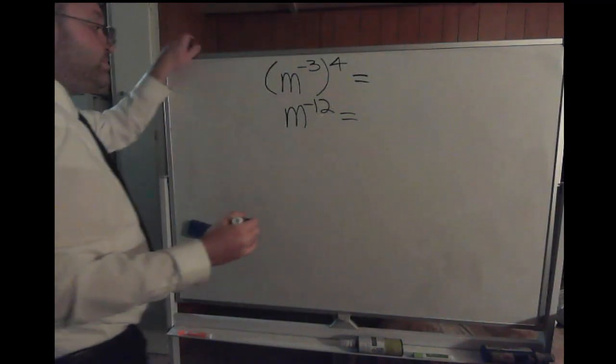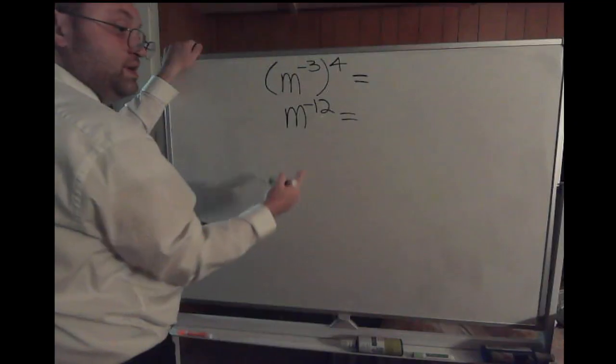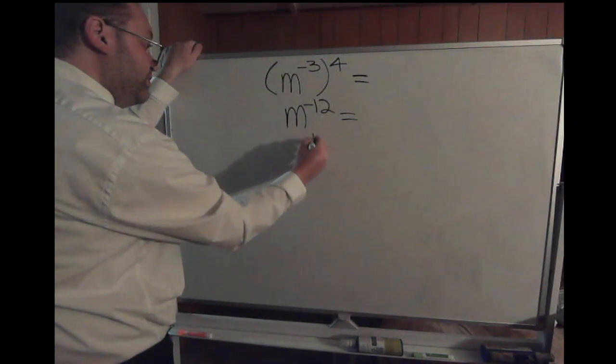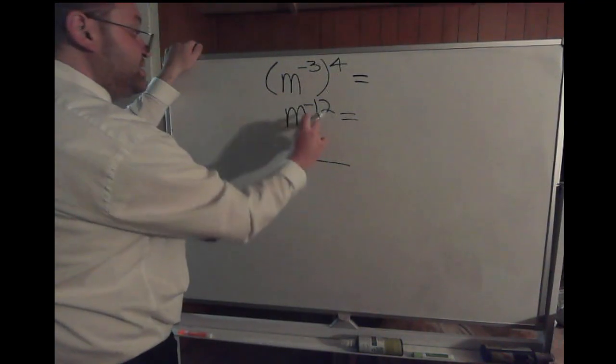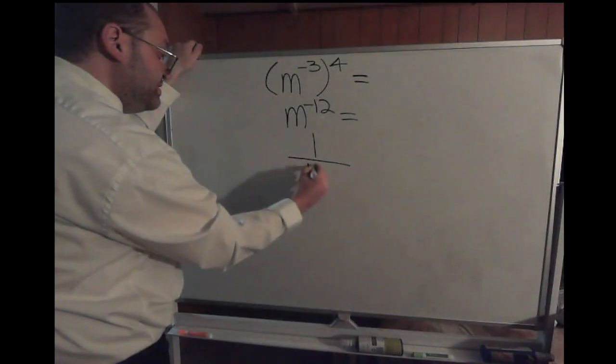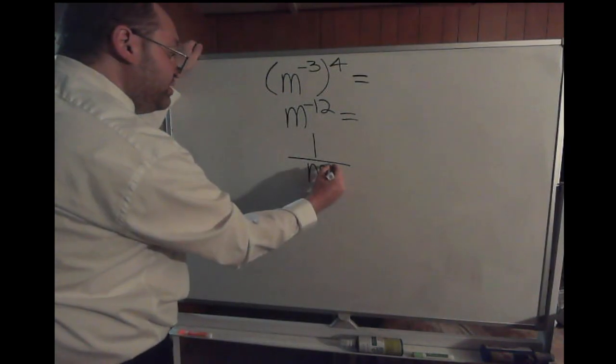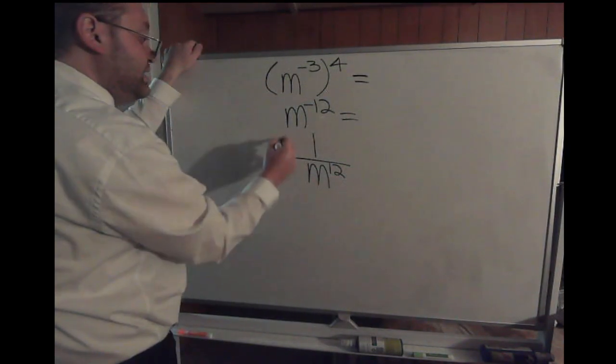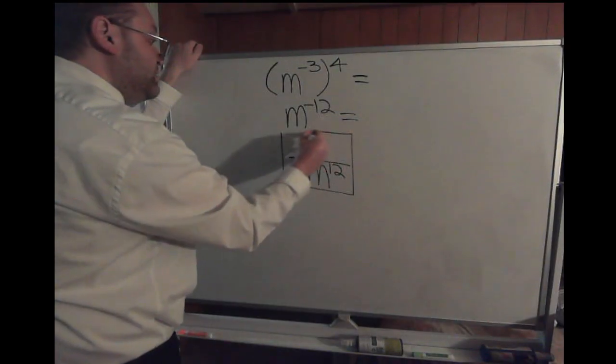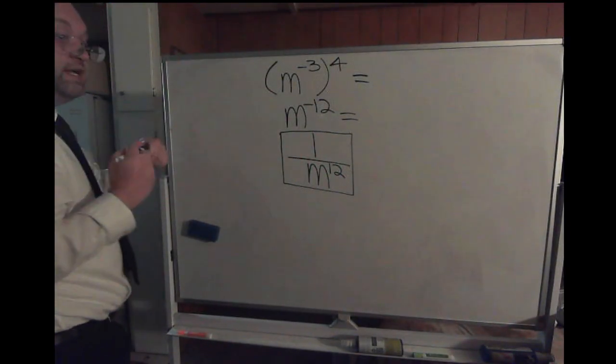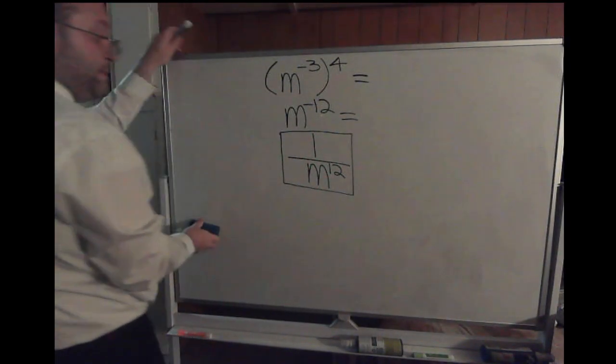Your coefficient's 1, so therefore your default numerator is 1. That m to the negative 12th, you're going to move the m to the denominator, and that negative 12 becomes a positive 12 in the denominator. So the answer you should get for this would be 1 over m to the 12th.